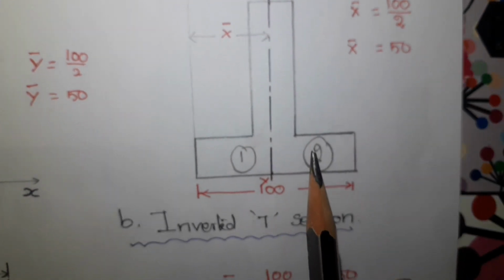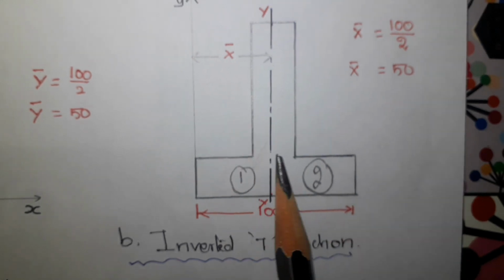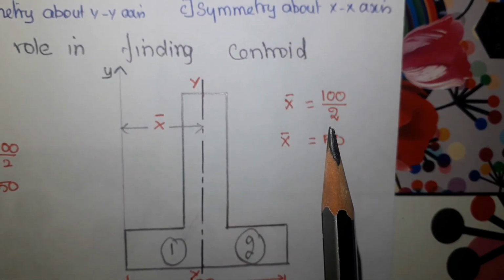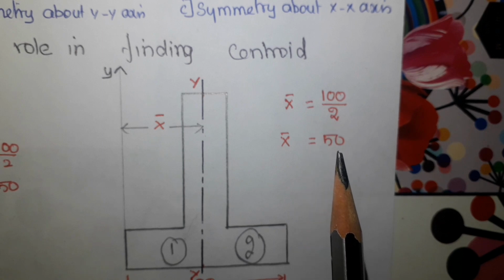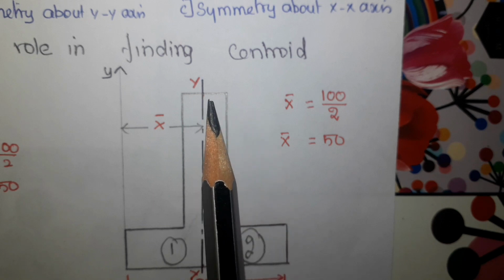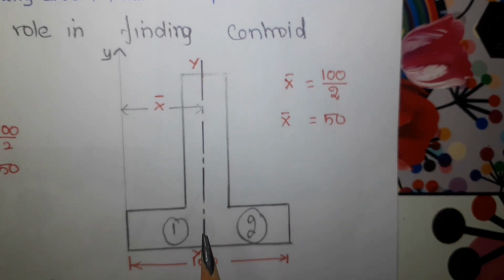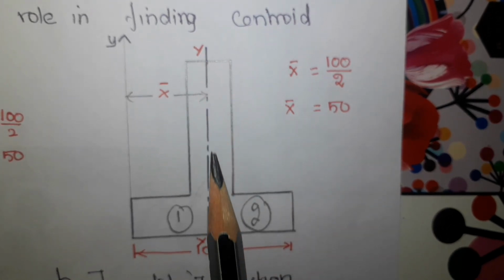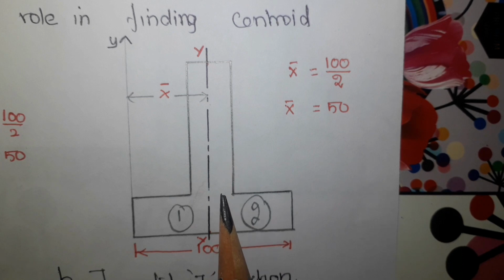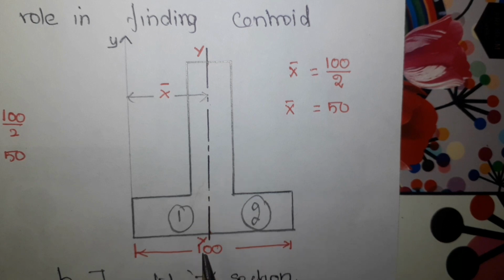How? You just take that this total distance is now 100. So here it should be half of the 100, and here it should be half of the 100. Now x bar is equal to 100 by 2, x bar equals 50. So it means that the centroid should lie only on this y axis. The centroid should come only here. This is the very important thing in an axisymmetric plane. You can easily get the centroid.